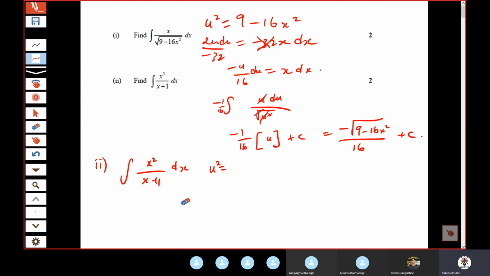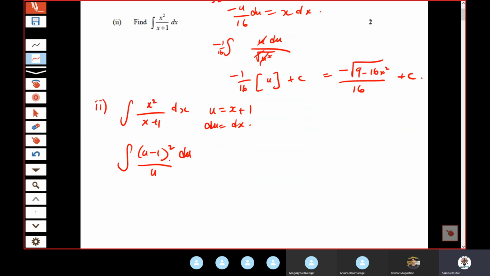So, Greg, I think yours, what did you let your u be? I did u equals x plus 1. Yeah, I think that's pretty good. du equals dx. x squared is u minus 1 all squared. dx is du on u. This looks like a big mess. You can't do it yet. You have to expand. u squared minus 2u plus 1 all over u. And now we're pretty close. It's the integral of u minus 2 plus 1 on u.